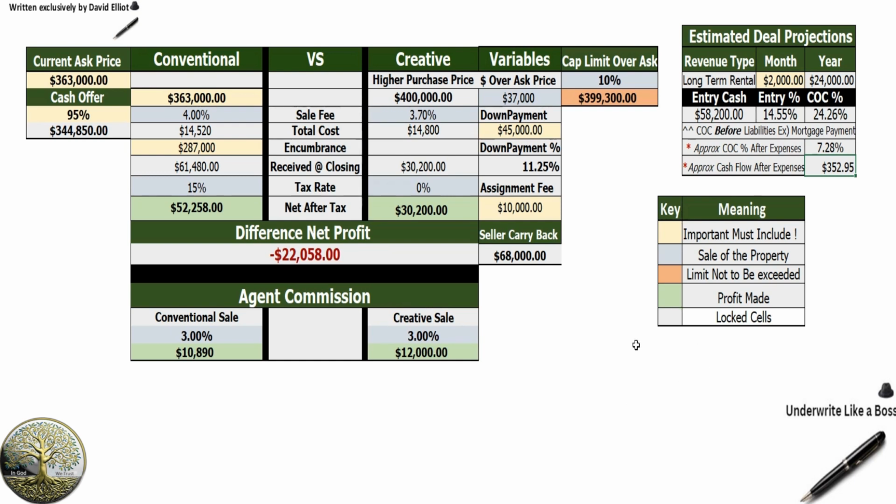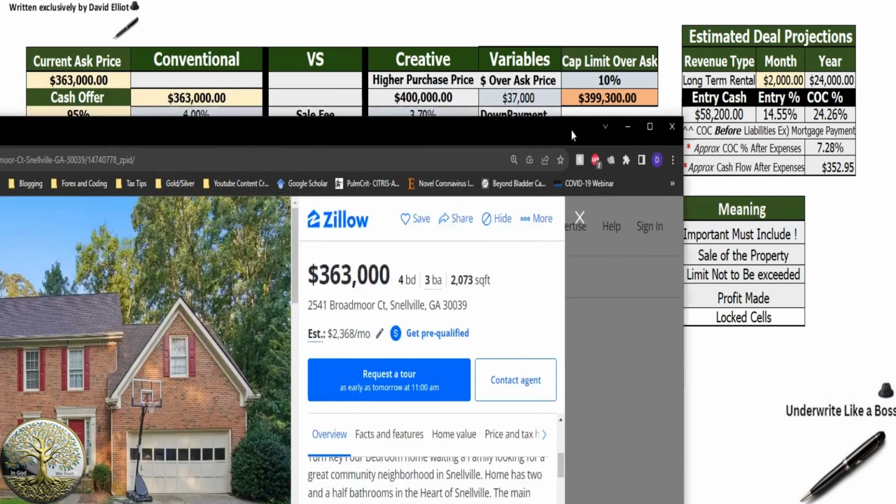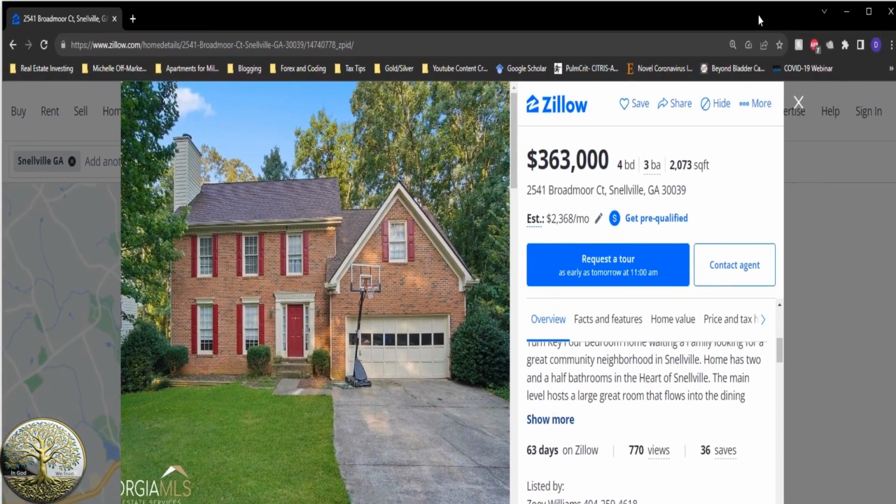So this is going to be a really quick way to just know straight off the bat, do I have a deal worth pursuing? And if I do, is the seller likely to take my creative offer? And if they are likely to take my creative offer, then what are my deal projections? What can I expect from the underwriting point of view? So, recap, this property here would be a C.